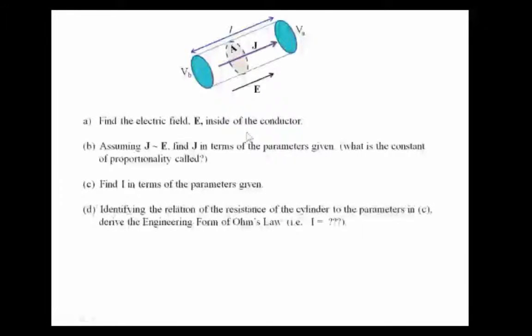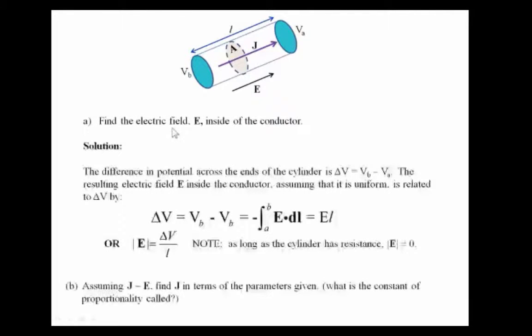Okay, so the first thing we want to do is find the electric field, E, inside the conductor. And so we begin by making sure we understand that there's a potential difference between the two ends, which would be equal to V sub B minus V sub A. Now realize almost all the time one of these is zero. It doesn't have to be, but this would be just zero potential, and then the other potential would be some different potential which would give us a non-zero delta V. The resulting electric field inside the conductor, if we assume that it's uniform, is related to that difference of potential.